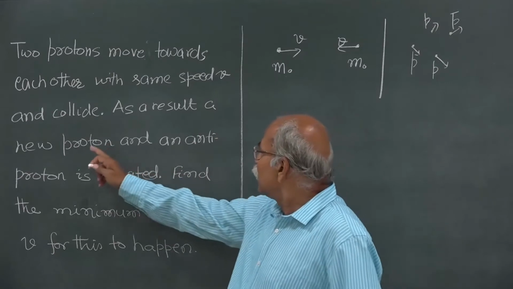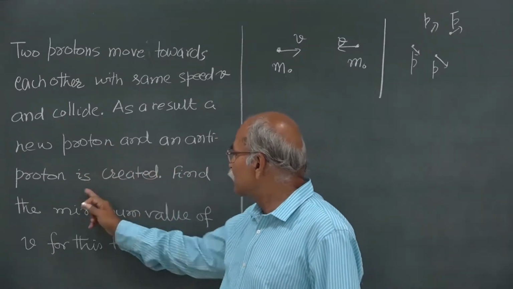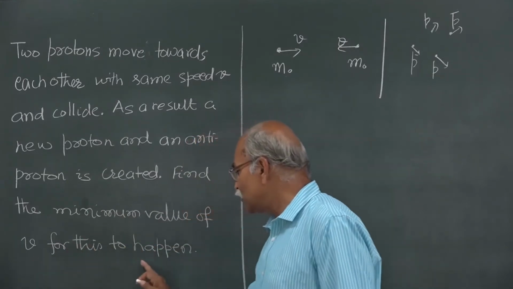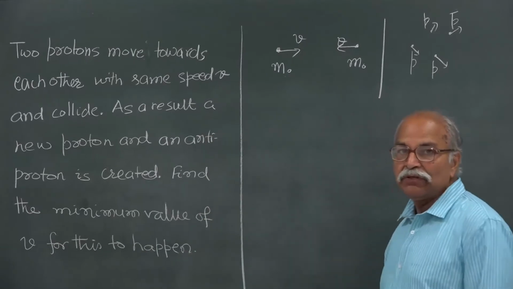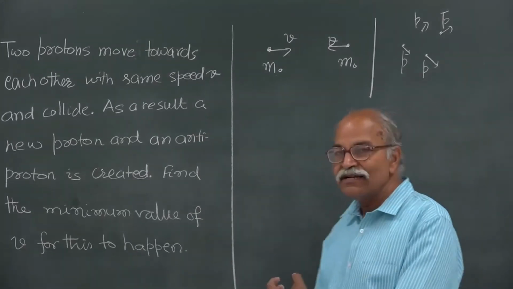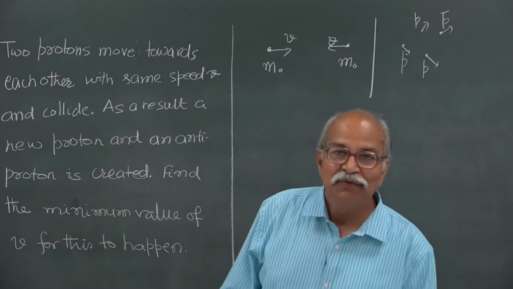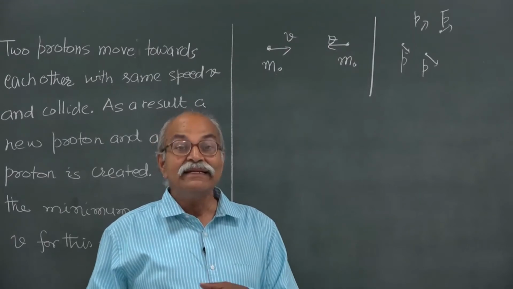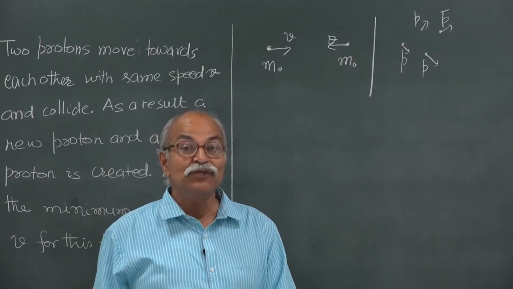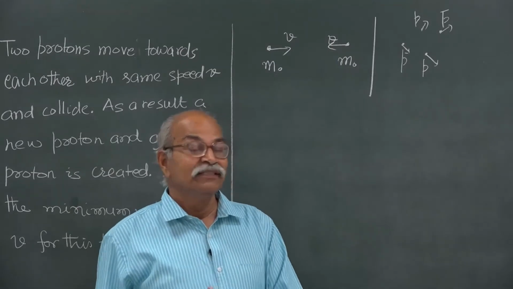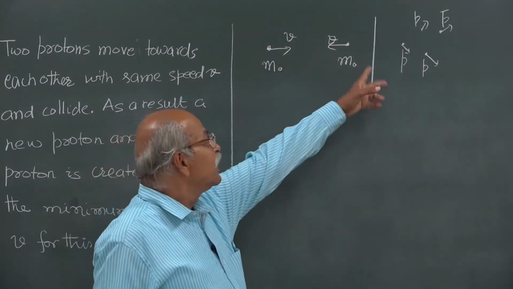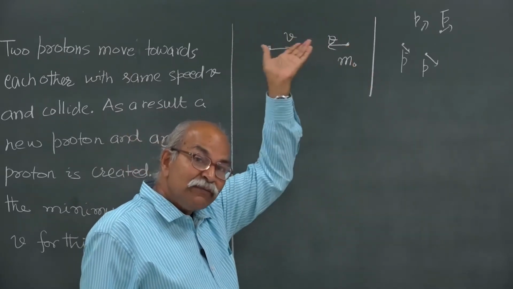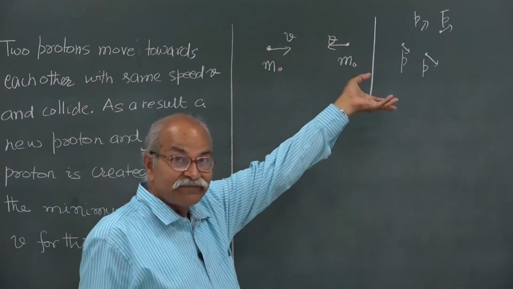So, as a result, a new proton and an antiproton is created. Find the minimum value of V for this to happen. So, what are we doing? We are colliding two protons moving towards each other, and because of this collision, kinetic energy is being used to create new particles. The original 2 protons are here and one more proton is created, and the corresponding antiproton, which has the same rest mass, is also created.